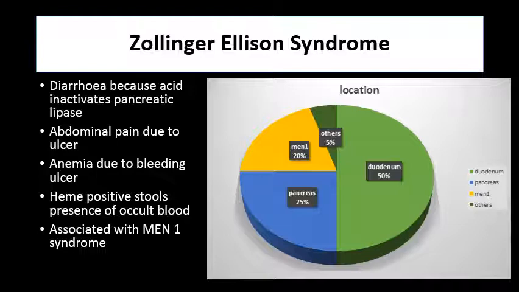The patient will complain of diarrhea because acid inactivates the pancreatic lipase. There may be abdominal pain due to the ulcer, anemia due to bleeding ulcer, heme-positive stools may be present with occult blood.